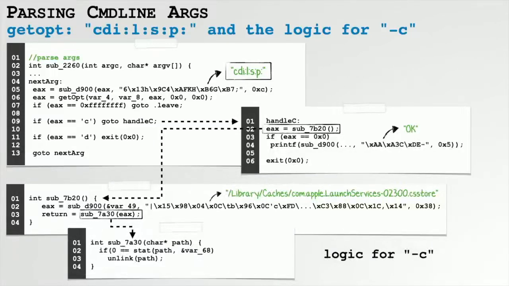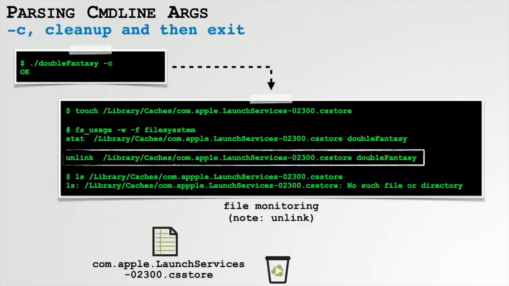So if we look at that, we can see, as I mentioned, it decrypts the string of the supported command line arguments, CDILSP. It then invokes getopt to parse any command line arguments that have been passed in. But interestingly, if we look at the code after the call to getopt, it only has logic for the C and D methods. If we look at what C does, it decrypts the string hello and prints that out, and then invokes a subroutine that decrypts the path to that CSStore file, deletes it, and then calls exit. The case for D simply exits.